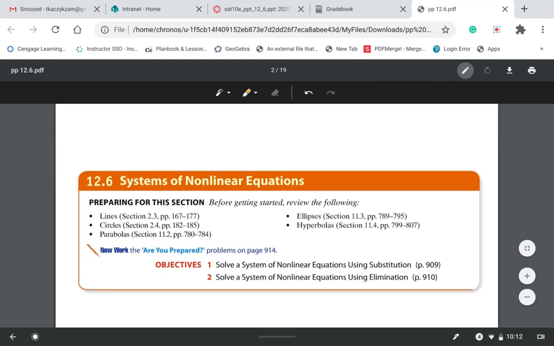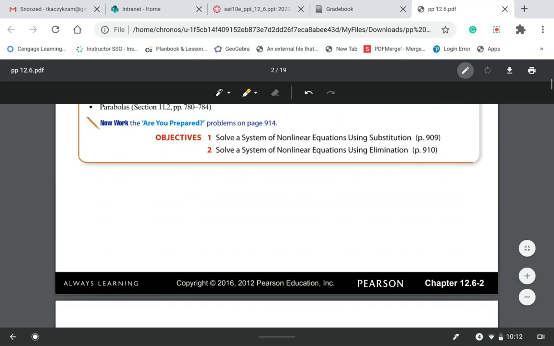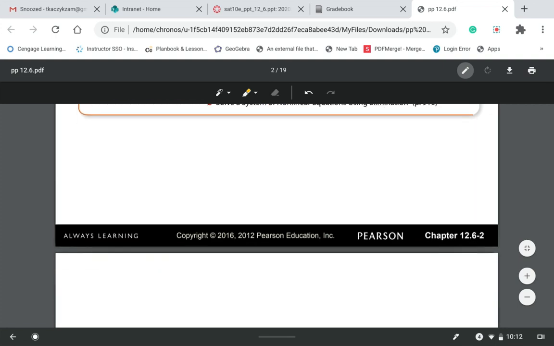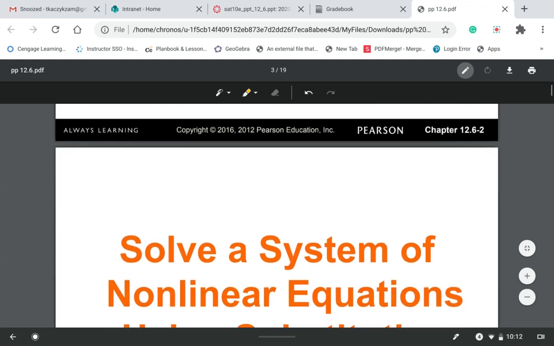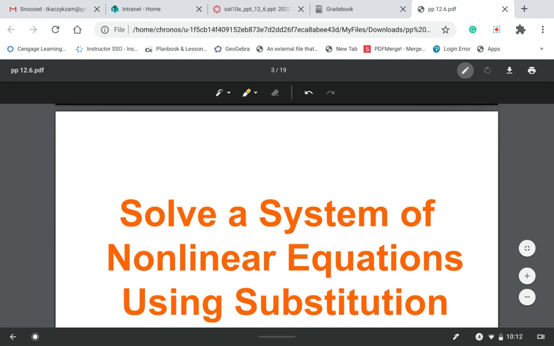So here we're going to use the substitution and elimination method the way we learned it in section 12.1. However, the equations which you're going to see won't represent straight lines. We can have quadratic equations, we can have circles, hyperbolas. We're still going to look for the point or points of intersection, but it will be different. When we were solving a system of linear equations, when we had a solution, it was 1 point, because two straight lines can only intersect at 1 point.